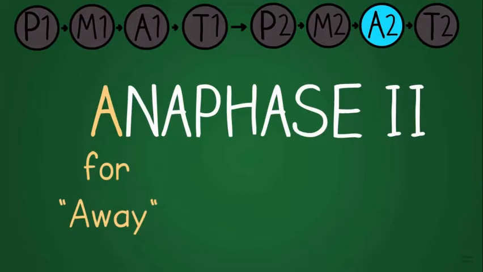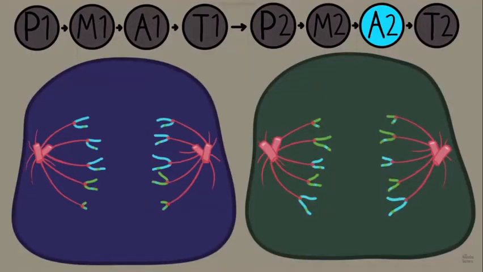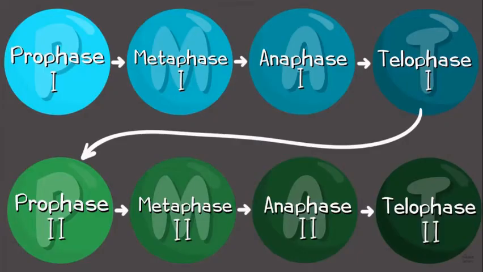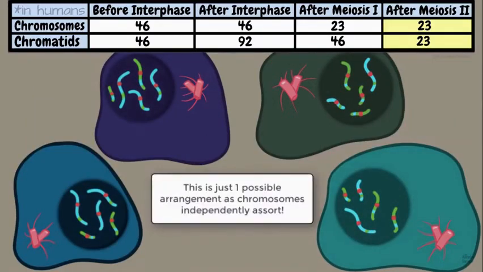Anaphase 2, remember A for away, but this time it's the chromatids that are going to be pulled away by the spindle fibers. In telophase 2, you can see the nuclei reforming, and you can also see that the two cells have divided. There's going to be four cells forming. Cytokinesis will follow to completely split the cytoplasm.